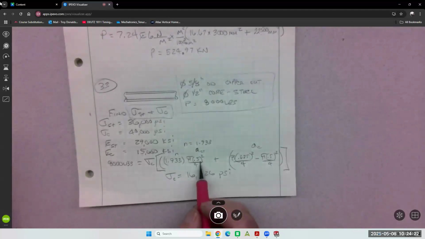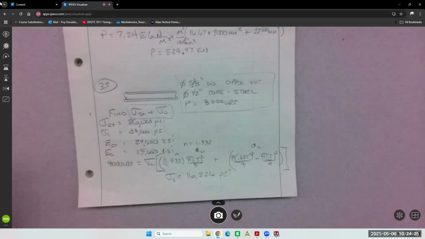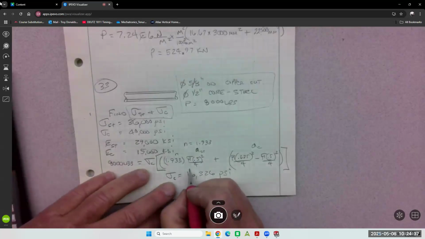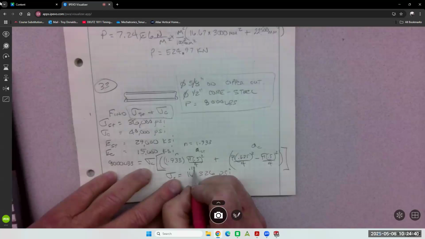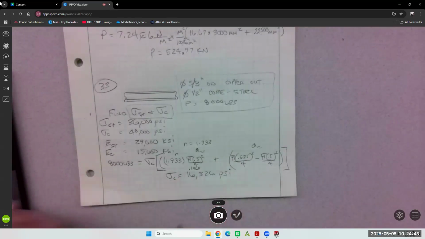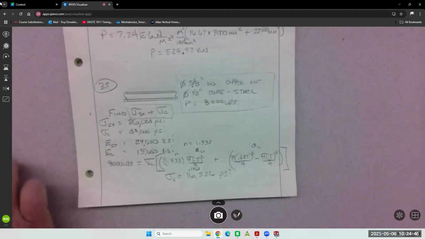What's the area of the steel? What's the number? 0.1965 inches squared. Yep, that's what I get. I'm going to write it right below it, 0.1963. And then what do we get for the area of the copper? 0.11045.